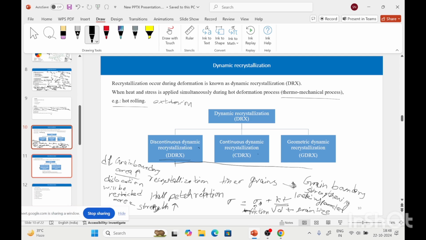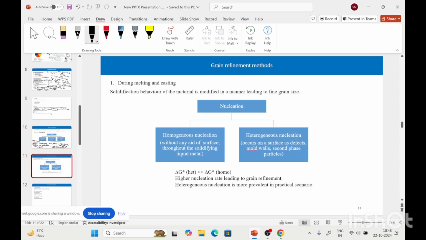So there are other methods also for grain refinement. Means apart from the deforming process and annealing process, there are different grain refinement methods. The first grain refinement is during the melting and casting. Means apart from the deformation and annealing process, before the deformation, during the processing method, the grain can be refined.